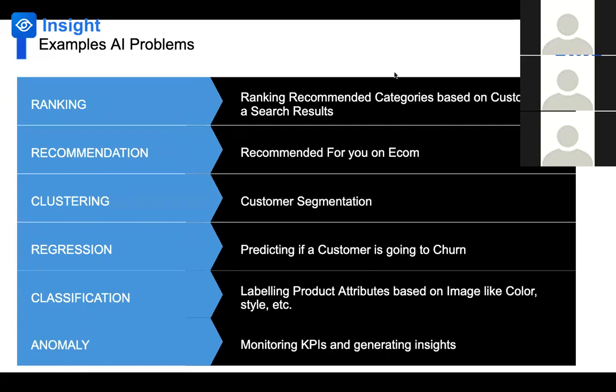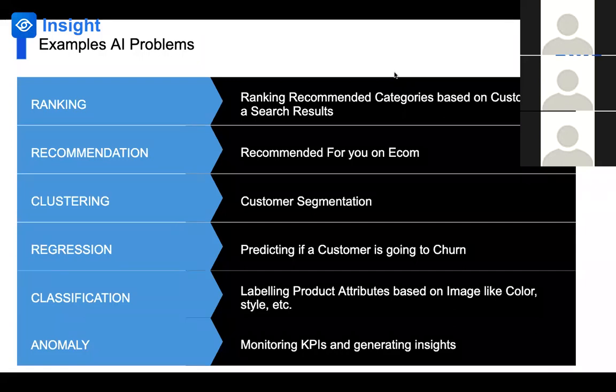You will use AI for your search results, when you want to personalize the ranking of hundreds and thousands of categories whenever users search for a particular product on an e-commerce website. Similarly, recommendation. When you want to recommend a particular product to a customer based on his past transaction history, the kind of web pages he has visited, the kind of product categories he is visiting, the recommended for you seen on Amazon or other e-commerce websites, that is when you use AI.